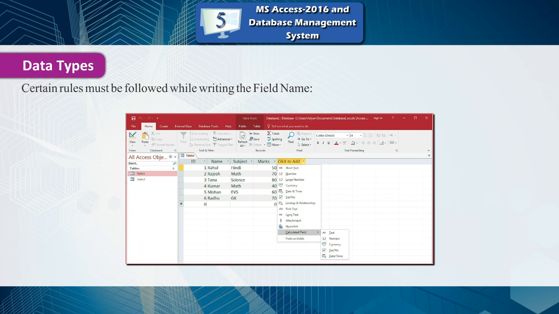Certain rules must be followed while writing the field name. The name can be 1 to 64 characters long. It cannot start with a blank space. It can include letters, numbers, and special characters like underscore. The name can be written in uppercase, lowercase, or both. Some symbols cannot be used to write a field name.